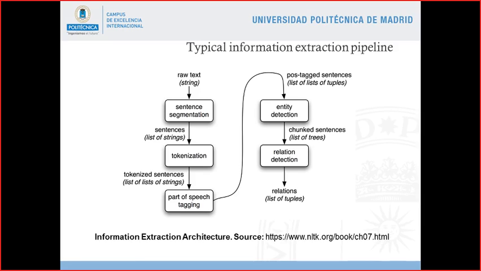So we are going to go to the scripts now, to the practical part. This is the pipeline that we want to create. We want to have the raw text in a string. We want to separate the text into sentences, then the sentences into tokens or words, okay? With these tokens, we are going to perform the part-of-speech tagging. It's to assign grammatical types to each word. And then we are going to detect the entities and the relation between entities, okay?